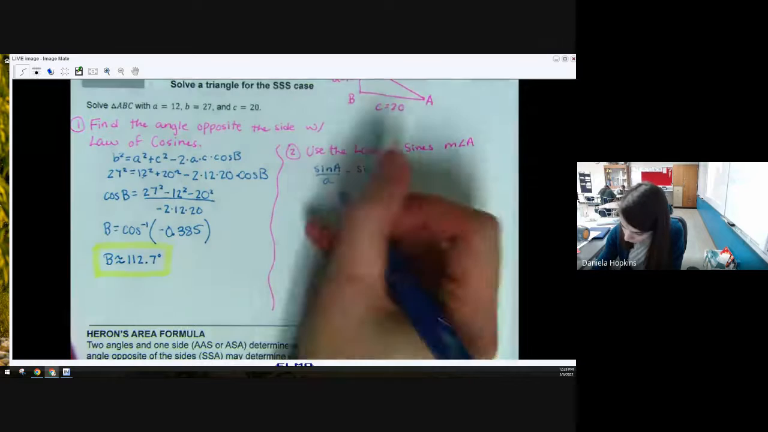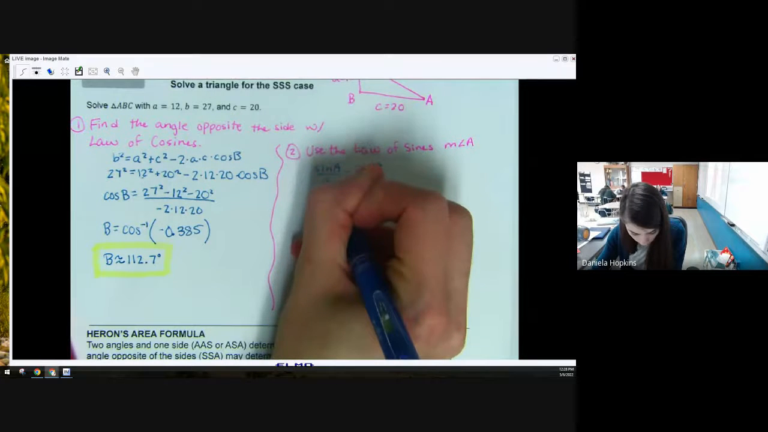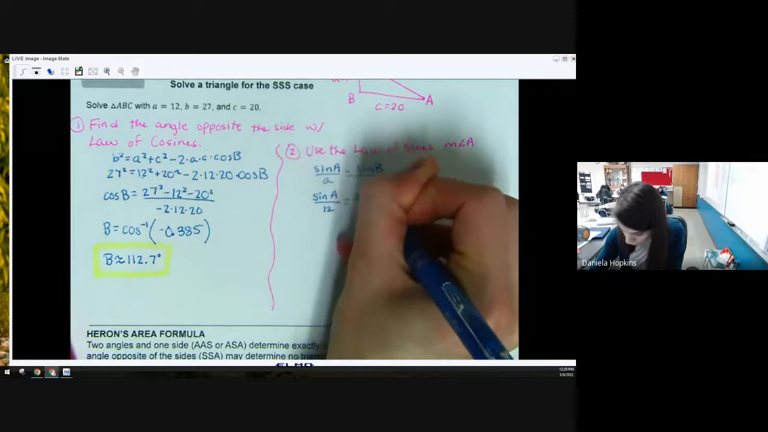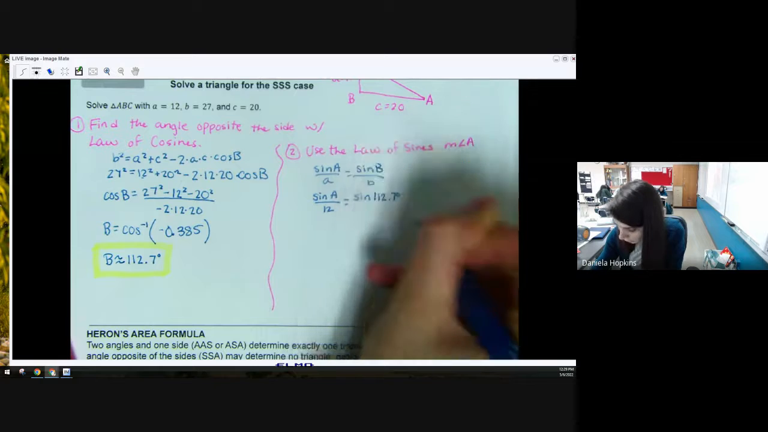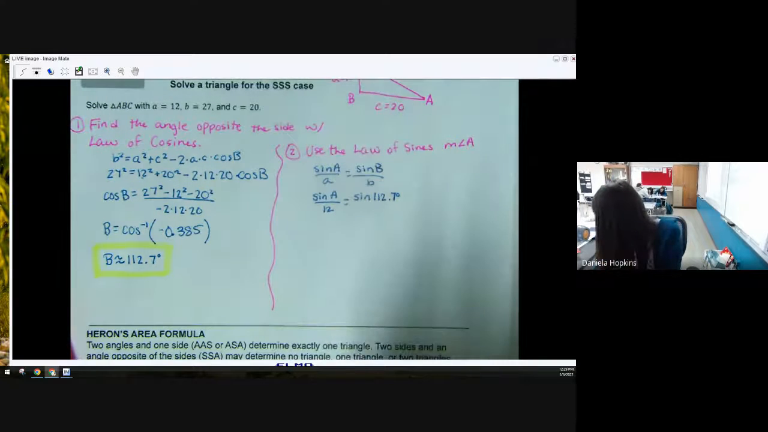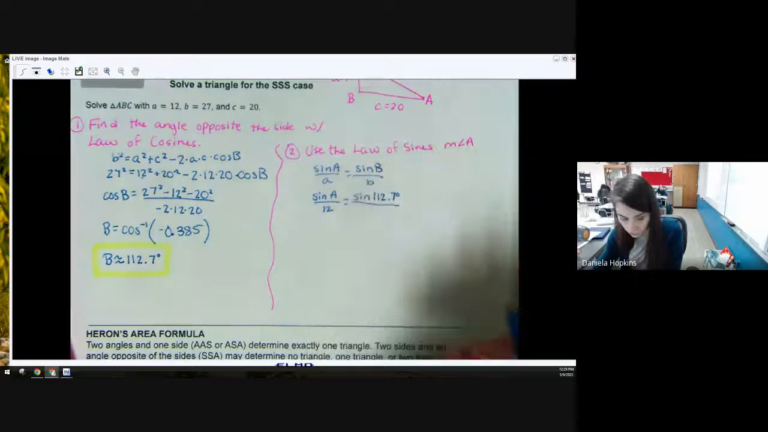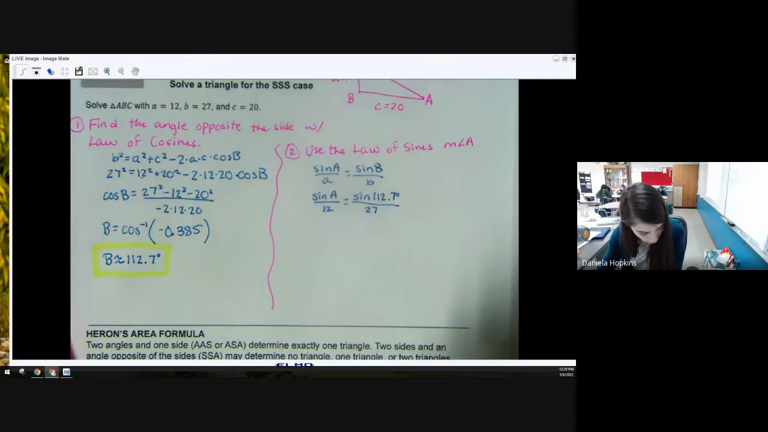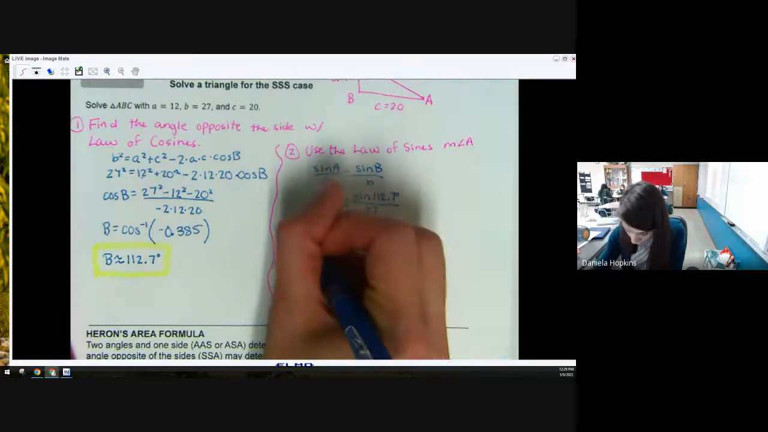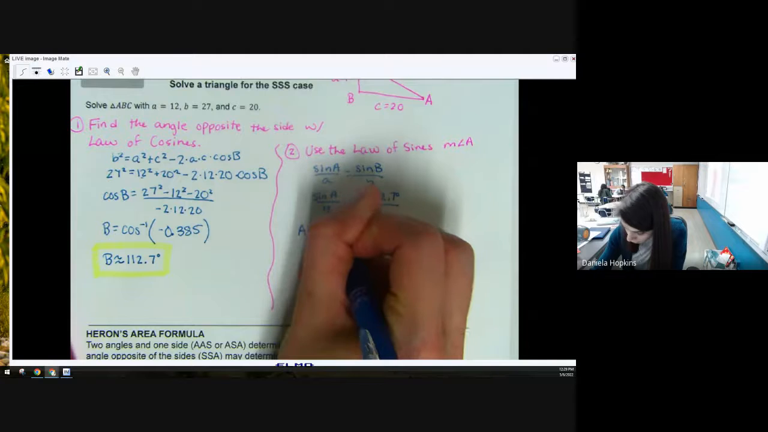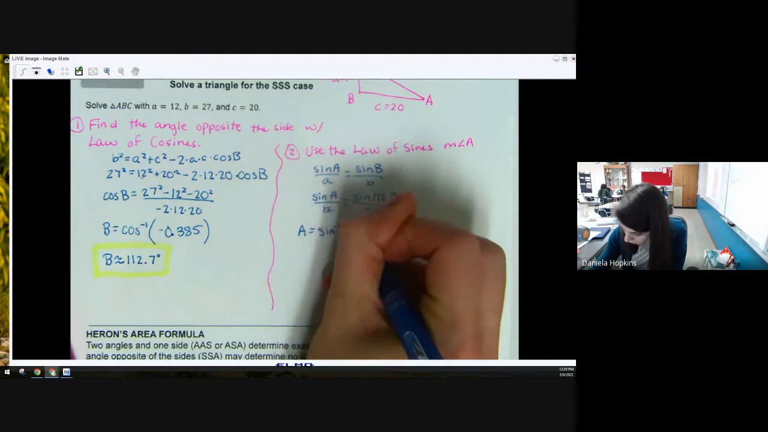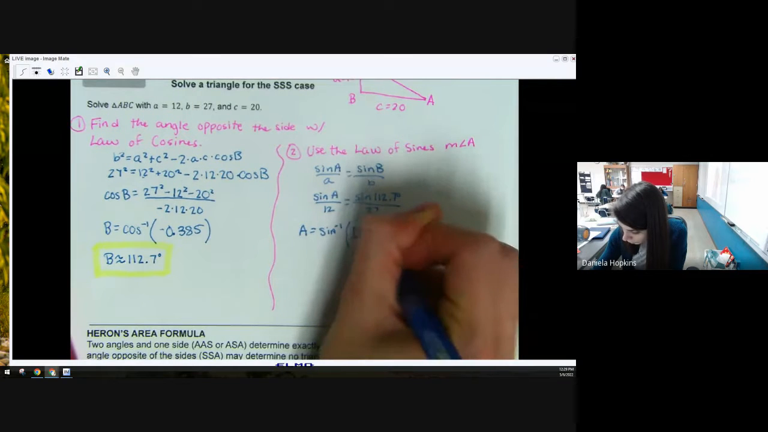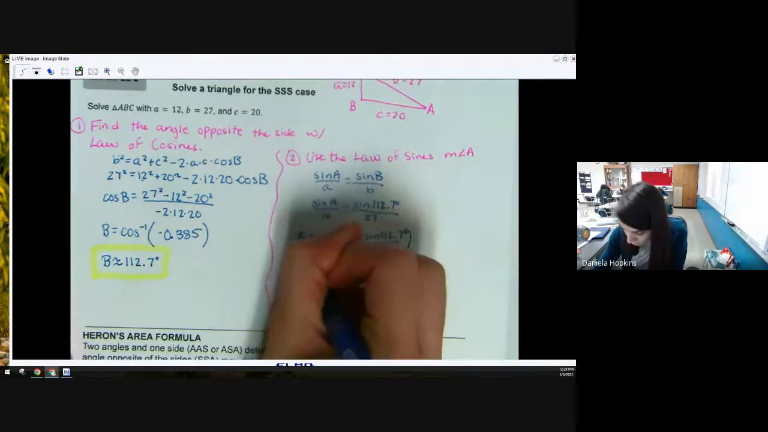So the setup would be sine of A over 12 equals sine of 112.7 degrees. And I think we're good to leave the rounded one here. That didn't seem to affect anything, or this is how the book does it at least, and how I would do it. So I'll skip all of the calculations, but you would do A equals sine inverse of 12 times sine 112.7 over 27.